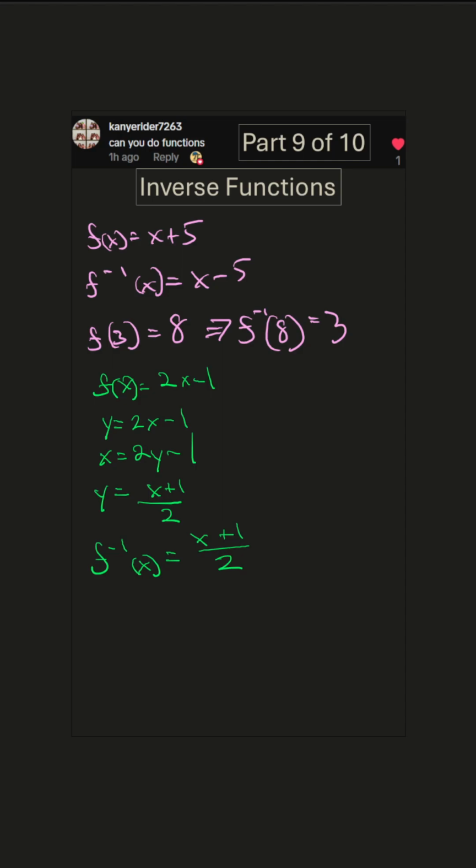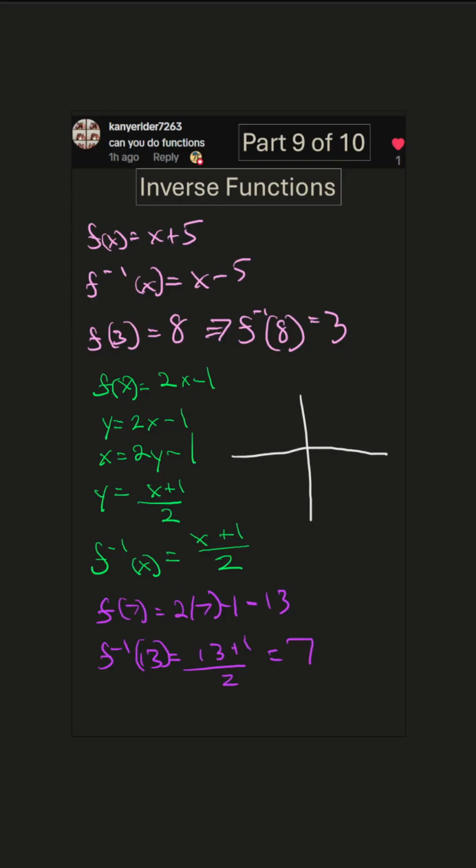Okay, so let's check it. Let's use this function that we created. f of 7 equals 2 times 7 minus 1, which equals 13. And f inverse of 13 equals 13 plus 1 over 2, which equals 7. Perfect. Perfectly undid it.